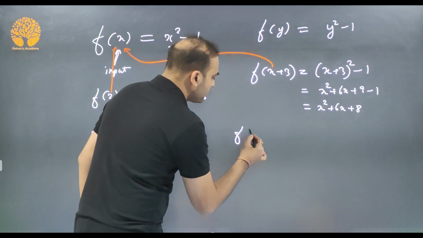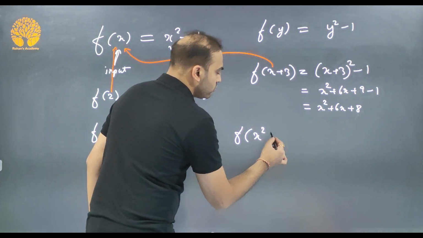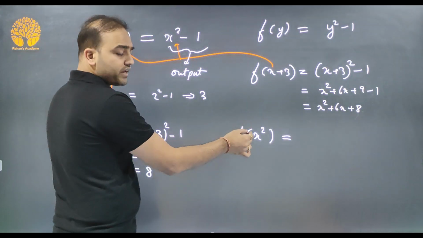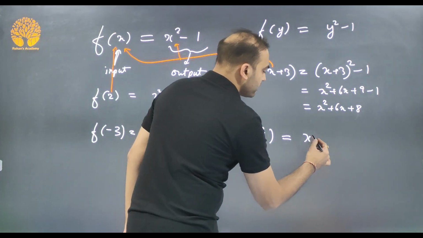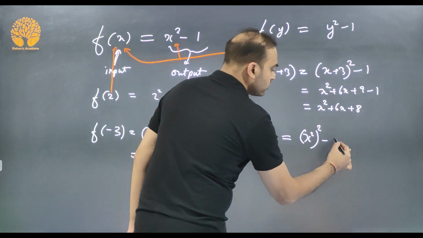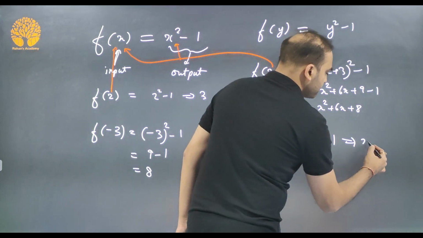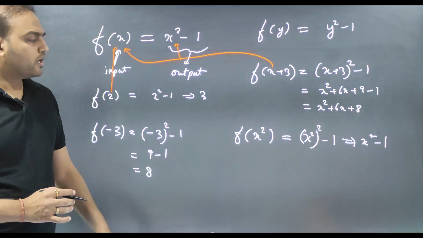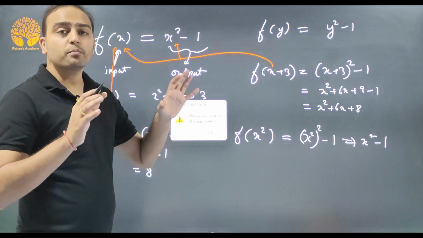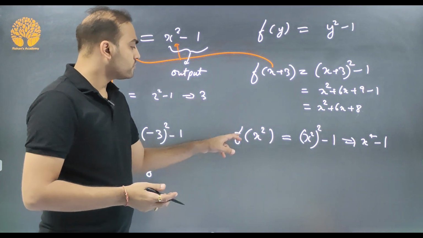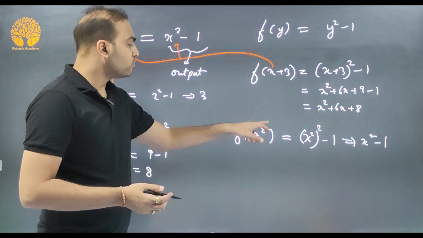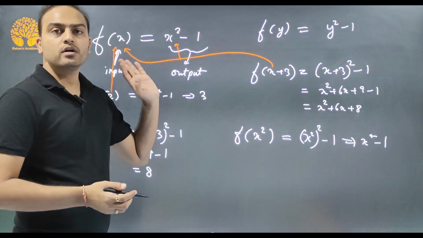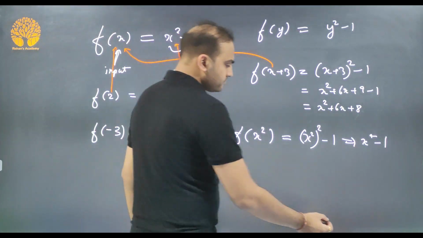Let's take another example, f of x square. What will be f of x square? So again, in place of x, you have to substitute x square. So that is x square whole square minus 1. That simply becomes x to the power 4 minus 1. Okay, so the idea is you just have to plug in. What do you plug in? The value that comes here. Okay, what do you substitute in place of x?